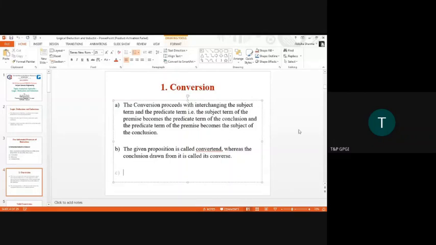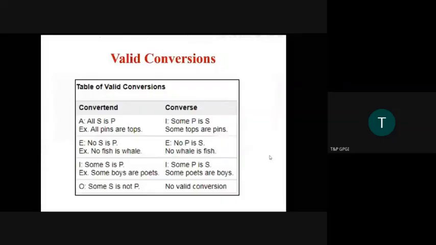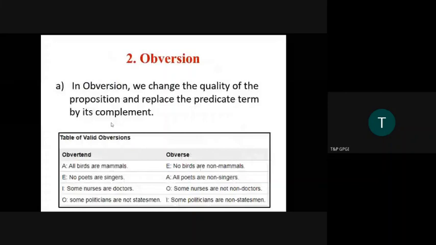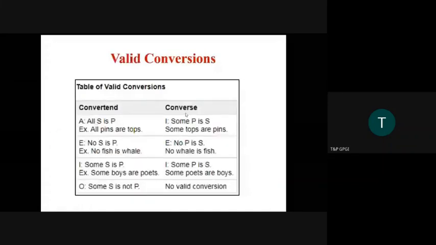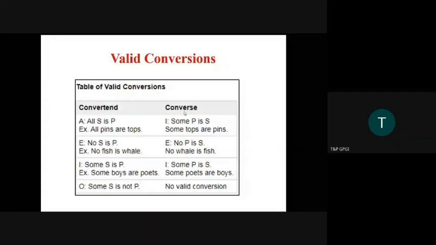Now, what are the valid conversions? So, see, convertant क्या है? जैसे statement दिया है, all S is P. Converse क्या है? Some P is S. That means if all pins are tops, then the conclusion drawn may be some tops are pins. तो क्या हो गया? ये जो पहला example है, all pins are top. See, this one is a statement.